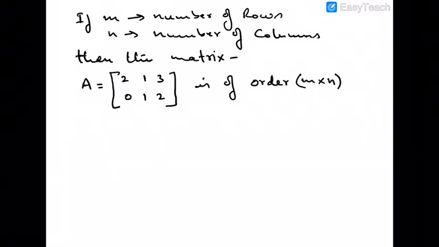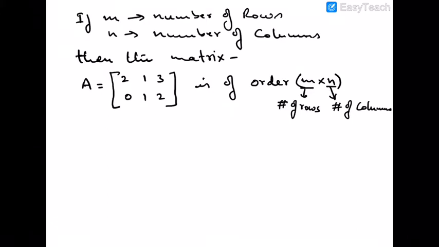So M is number of rows and N is number of columns. So this will tell us how many rows and how many columns we have for a matrix. So here we have 2 rows and 3 columns, and we write the order of the matrix at the bottom right corner.